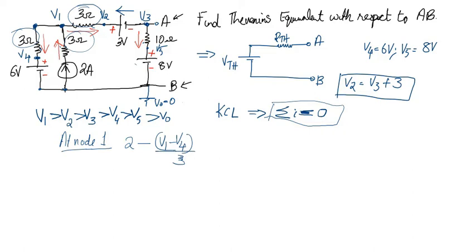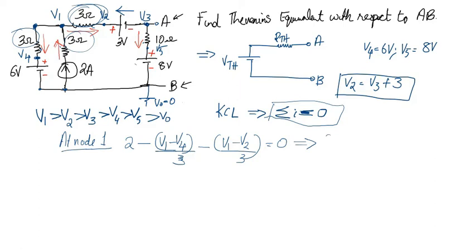Similarly, the current through this 3 ohm would also be negative, because it is also going out. So it is minus (V1 minus V2) by 3, and this is equal to 0. That is, sigma I equals 0. So we can simplify this expression and arrive at a common expression. When simplifying, you can either divide these terms or take the LCM.